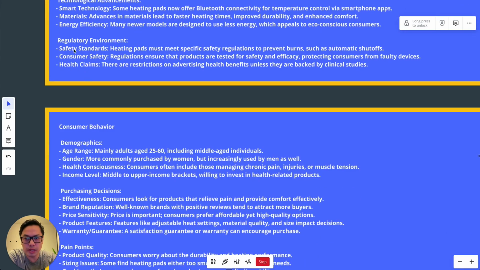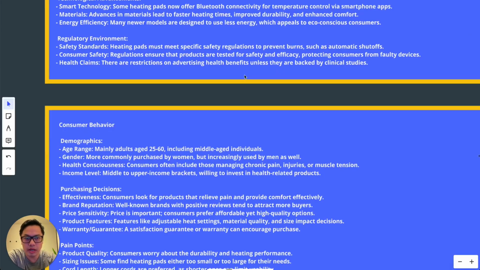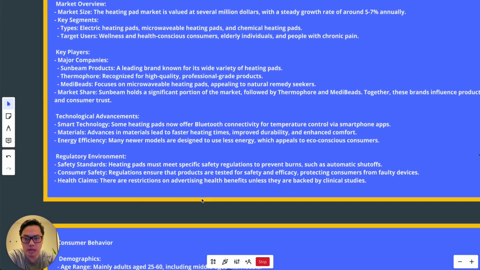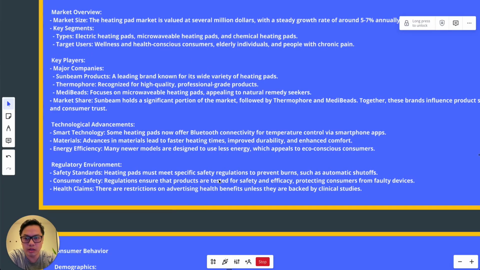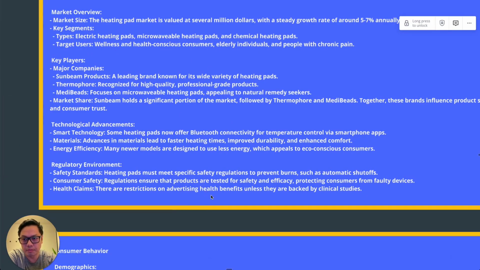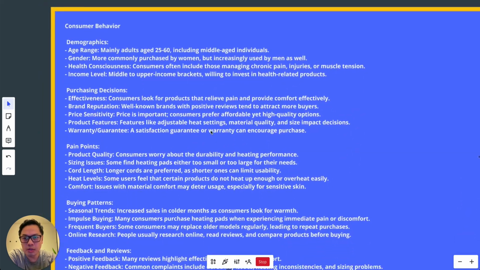Regulatory environment, so we got safety standards. So yeah, it must meet safety standards. I'll take a look to see if there's many people talking about if this is safe or not. Okay, yeah, so nothing too much there outside of really learning who the target audience is and the types of heating pads available. So consumer behaviors.